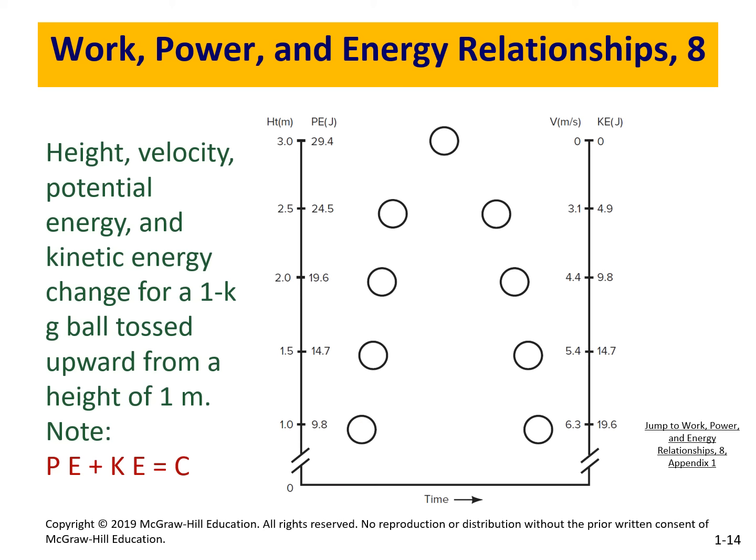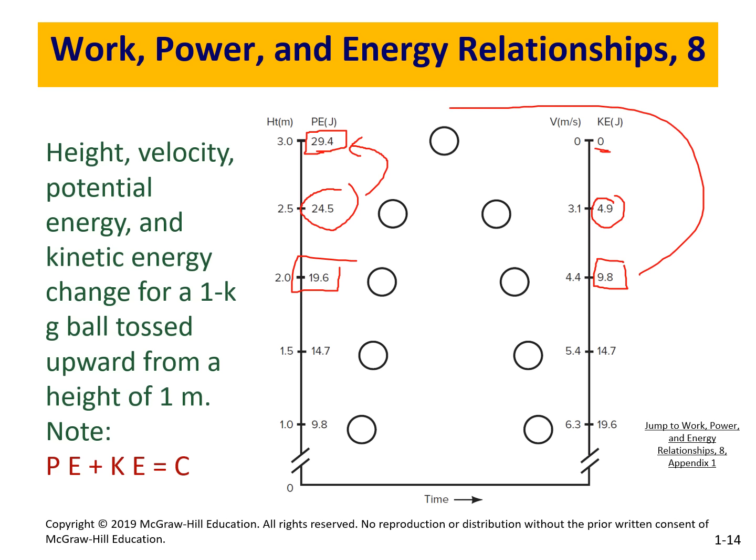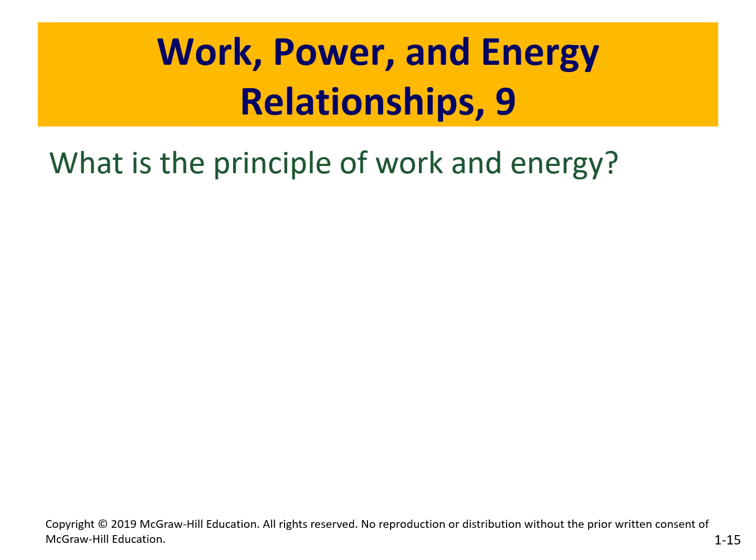So if you're adding this number, that's the potential energy, plus this number, kinetic energy, they should add up to this, because here I have 0 kinetic energy. The summation of them should be 29.4. Kinetic energy plus potential energy should always be the same. If you go down here, that's 19.6, add to it 9.8, they should also give us 29.4. Now, what is the principle of work and energy together?